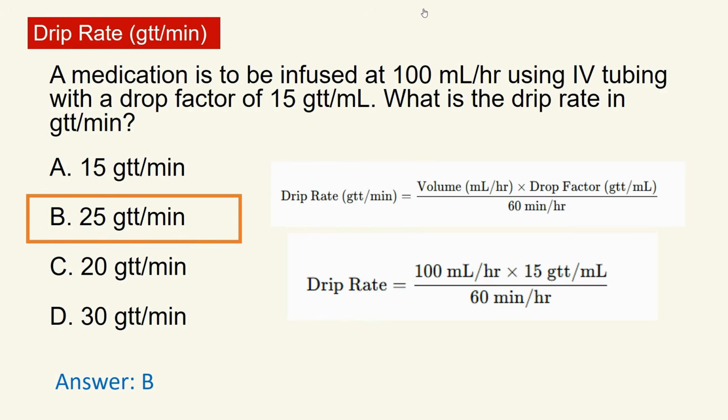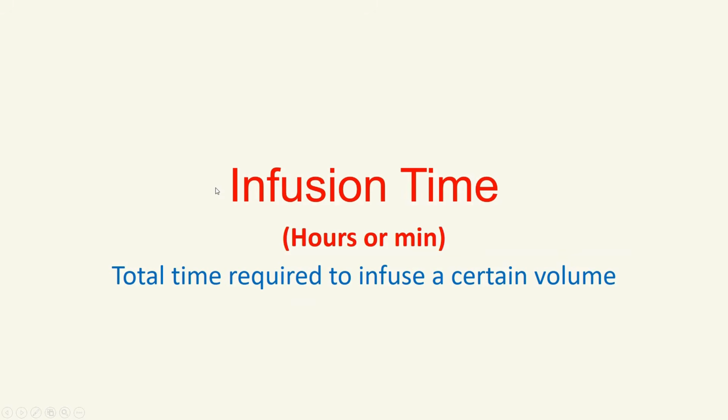So if you plug in these numbers, you will get 100 mL per hour, and the drop factor is 15 drops per mL, and converting hours to minutes, that is 60 minutes. So if you calculate this, you get 25 drops per minute. So that's your answer for drops per minute. Let's go to the next one.